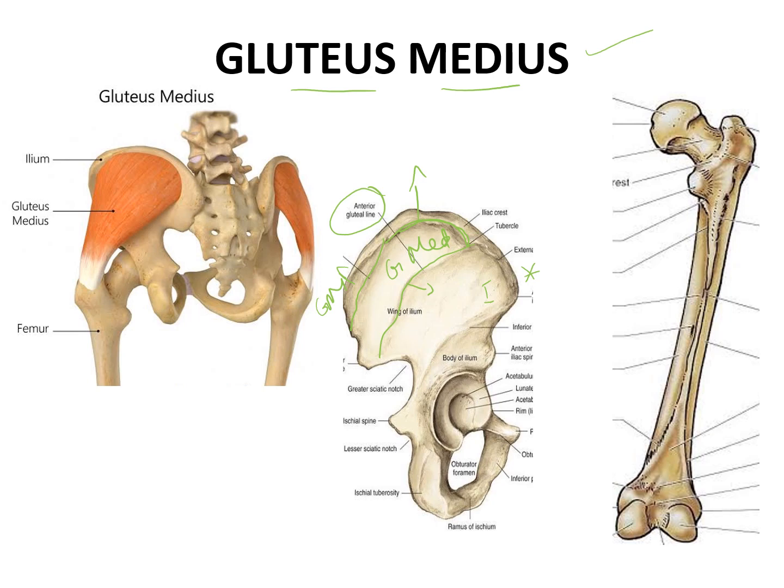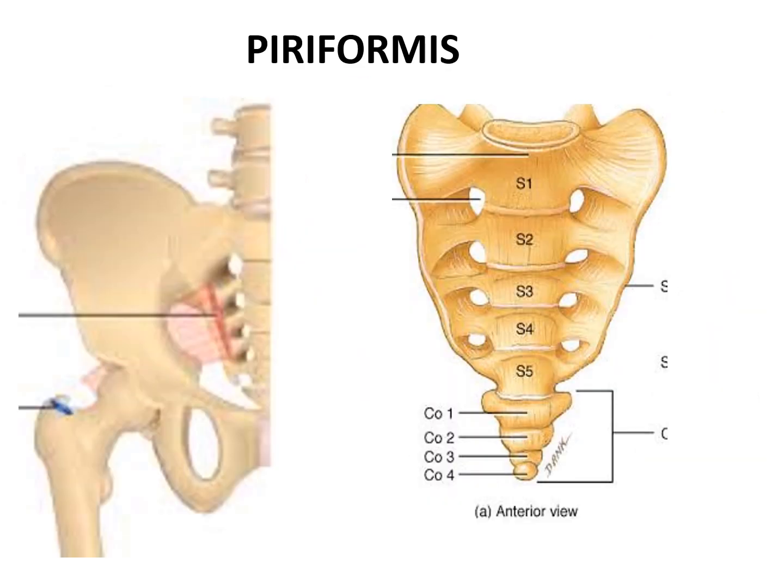Now let us see the insertion of this gluteus medius muscle. This muscle is inserted onto the lateral surface of the greater trochanter of the femur in an oblique ridge. So that is the insertion of the gluteus medius muscle. Now we'll move to the next muscle. We are discussing the intermediate muscle. So this is the piriformis muscle.